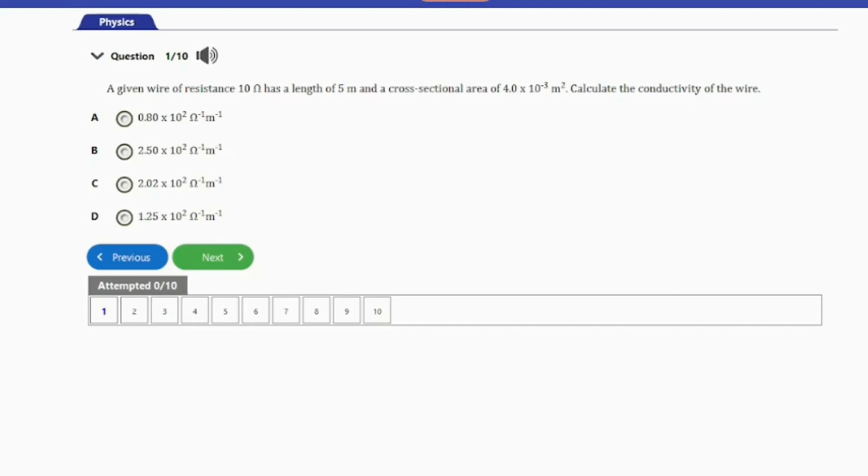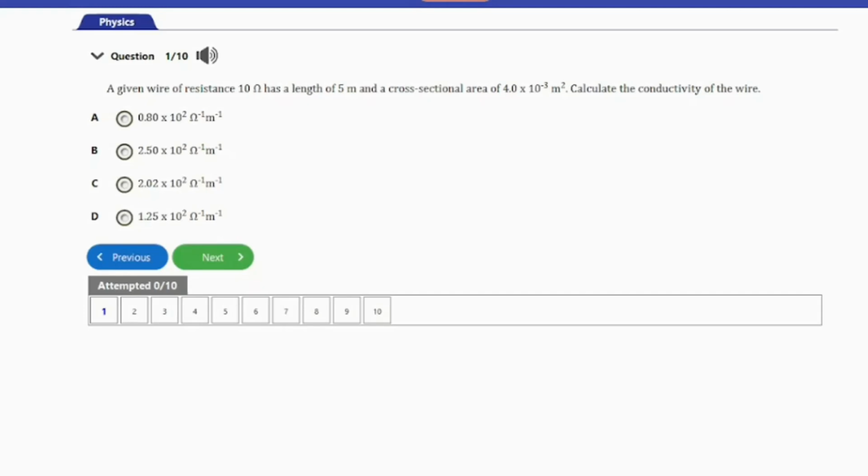It says, a given wire of resistance 10 ohm has a length of 5 meters and a cross-sectional area of 4 times 10 to the power of negative 3 meters square. Calculate the conductivity of the wire. So guys, in order to calculate the conductivity of this wire, we have to recall that conductivity is equal to 1 over resistivity. So in that case, if we can obtain the resistivity, then we can obtain the conductivity.